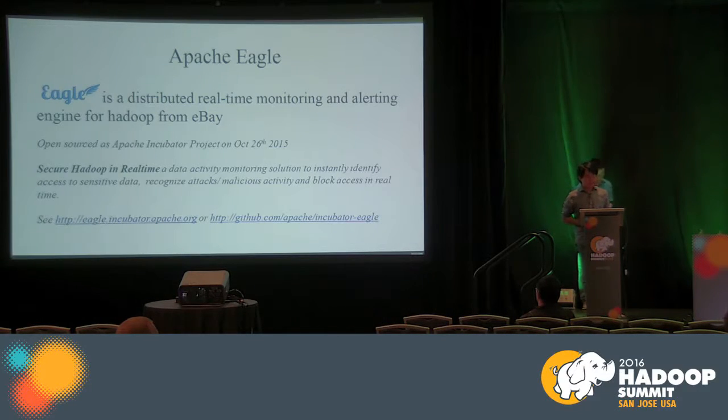So what's Apache Eagle? Apache Eagle is a distributed real-time monitoring and alerting engine. It's specific for big data systems like Hadoop. It's now open sourced as an Apache incubator project since last year. The first capability we open sourced is monitoring Hadoop security. That is the topic today: secure Hadoop in real time. To be more specific, it is a data activity monitoring solution to identify access to sensitive data and recognize attacks and malicious activities.